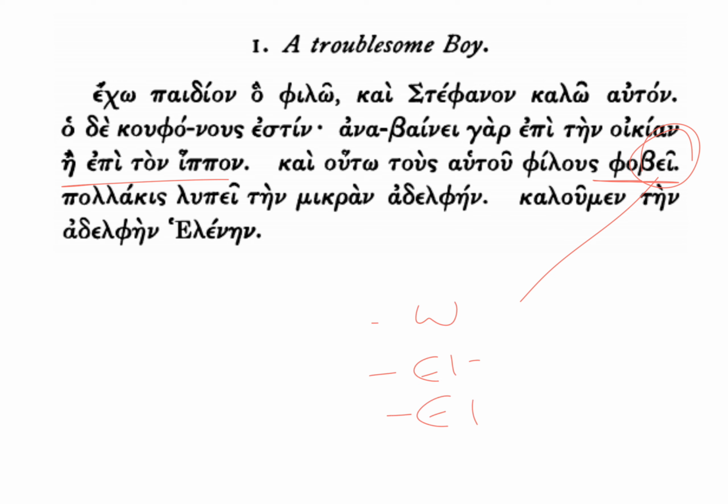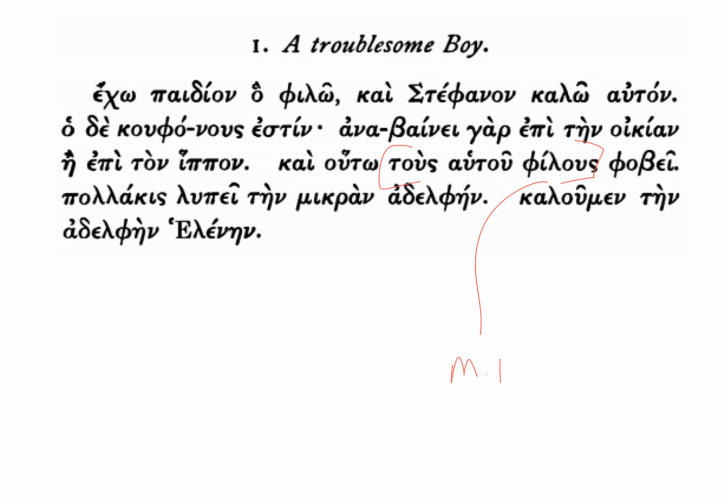Again, the primary active endings, ō, eis, ei. Here's the third singular. Singular, plural, first, second, third. I left these out. You can check on quick sheet 1. He frightens. Now, whom does he frighten? Well, we're looking for a direct object, and we have it here in tous philous. Tous philous is masculine, plural, and accusative.